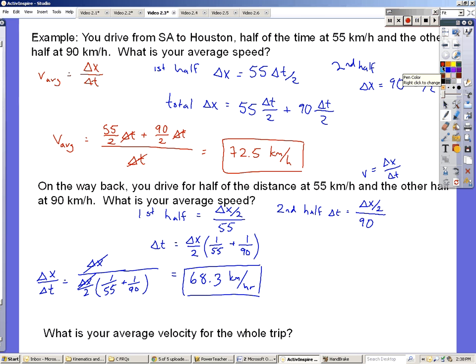Last part of the question now. What is your average velocity for the whole trip? The answer to this is 0, because you end up where you started. And so your displacement is 0.